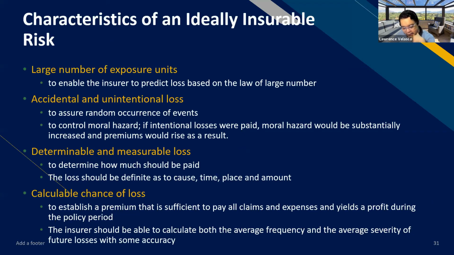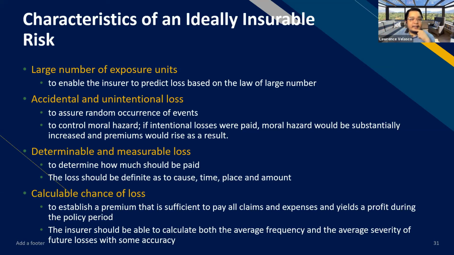So what are the characteristics of an ideally insurable risk? Of course, there has to be a large number of exposure units. There should be many of them, like fire, like health insurance, like life insurance. Many people need healthcare costs or healthcare cost subsidies, and so you get a lot of people to sign up for it. It reduces the total risk when you pool them together.